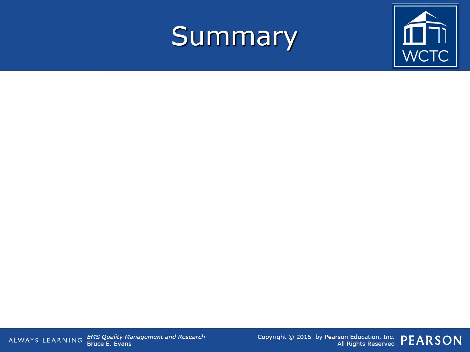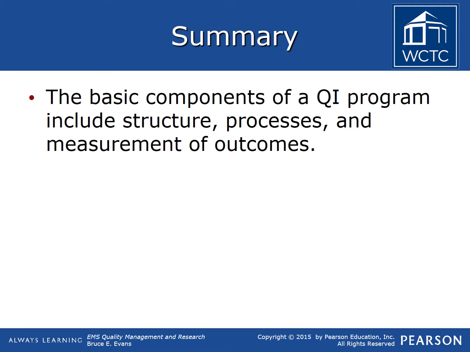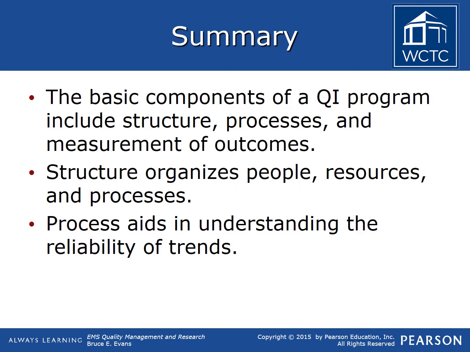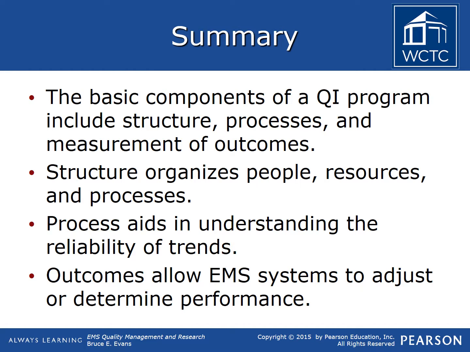In conclusion, the basic components of a quality improvement system include structure, processes, and measurement of outcomes. Structure is responsible for organizing people, resources, and processes. The process itself aids in understanding the reliability of trends. The outcomes are evaluated to identify potential adjustments or determine system performance. If some of these concepts are still somewhat nebulous, do not worry. We'll be working with them in upcoming modules, and they should make more sense once you see them in application.